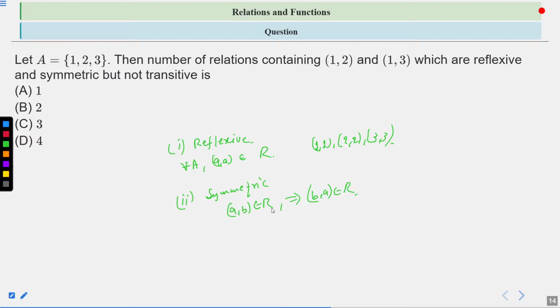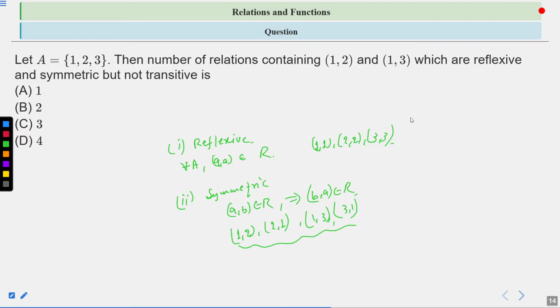That is, if (a, b) belongs to R, this implies (b, a) must belong to R. Suppose (1, 2) and (1, 3) are present in the relation. So if (1, 2) is present, then (2, 1) must always be present, right? And if (1, 3) is present, then (3, 1) must always be present. Got it? So these four elements will always be present for the relation to be symmetric.